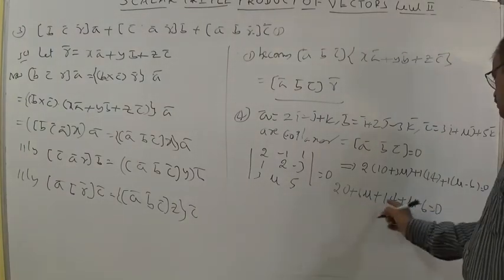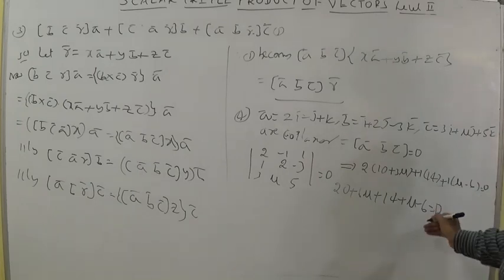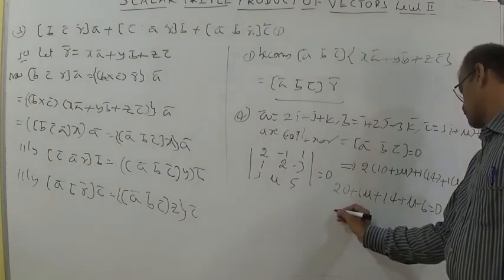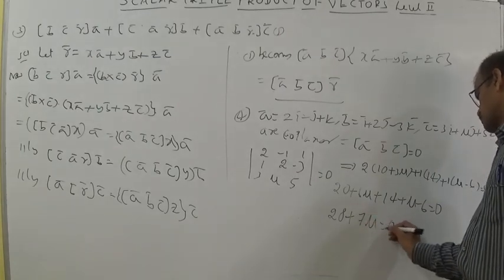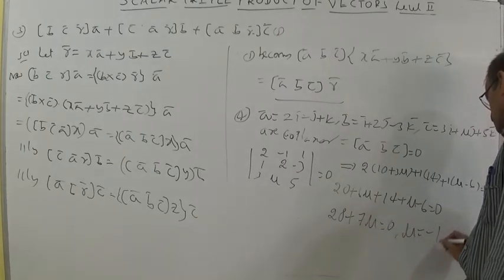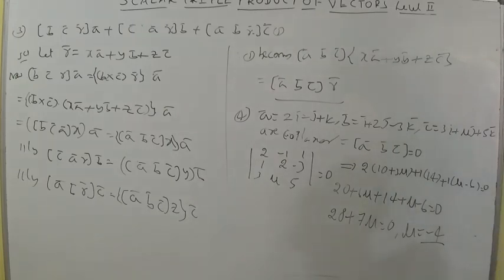20 and 14 is 34, 34 minus 6 is 28. 28 plus 7 mu equal to 0. So mu is equal to minus 4. 6 mu and 7 mu, 20 plus 14 is 34, minus 6, so 28 plus 7 mu. Mu is equal to minus 4, we got.